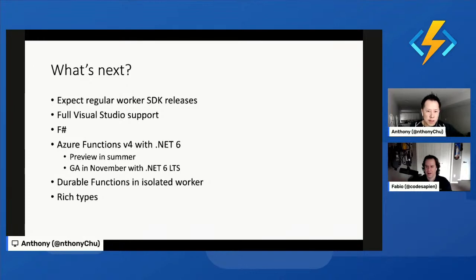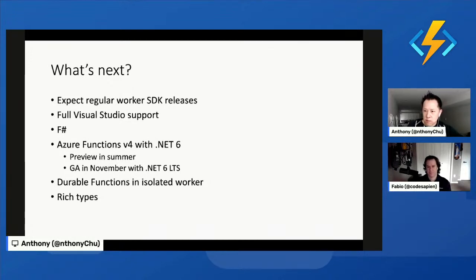Okay, great. And we talked about at the beginning, we are still planning to continue on and produce a new version of the Azure Functions host that will support .NET 6, and we're going to have a preview of that in the next few months that we can all work on. And then the plan is that we'll support .NET 6 LTS when it GAs in November. And then we already talked about durable functions.